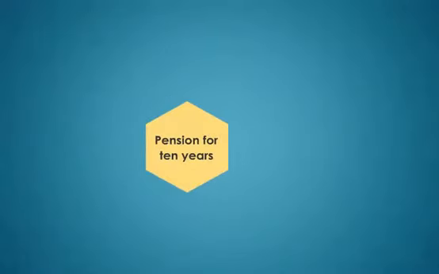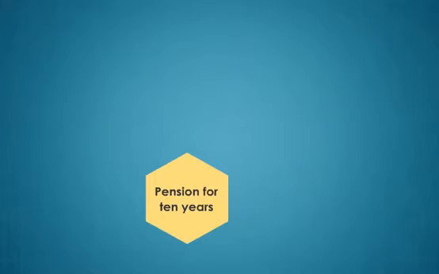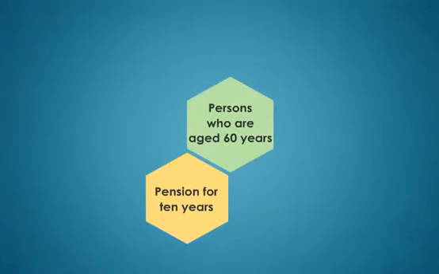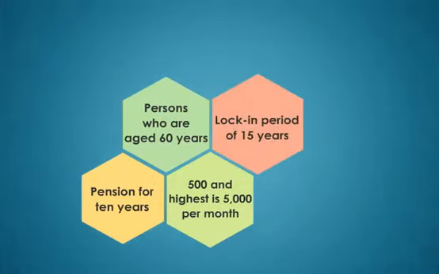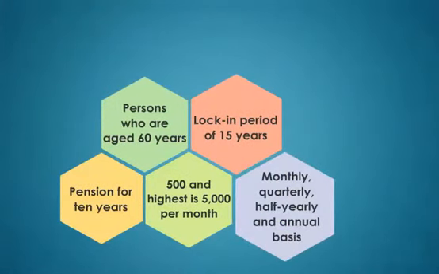The scheme states that it will provide an assured pension for 10 years. The plan is aimed at providing financial security to the person who are aged 60 years. Minimum pension under Varishth Pension Bima Yojana will be 500 rupees and highest is 5,000 rupees per month. LIC Varishth Pension Bima Yojana has a lock-in period of 15 years. The subscriber will have the option to opt for a pension on a monthly, quarterly, half-yearly and annual basis.